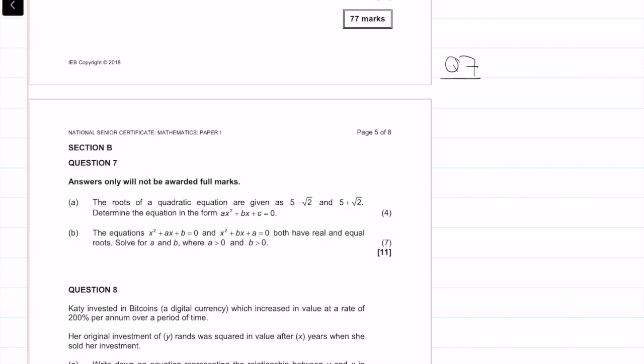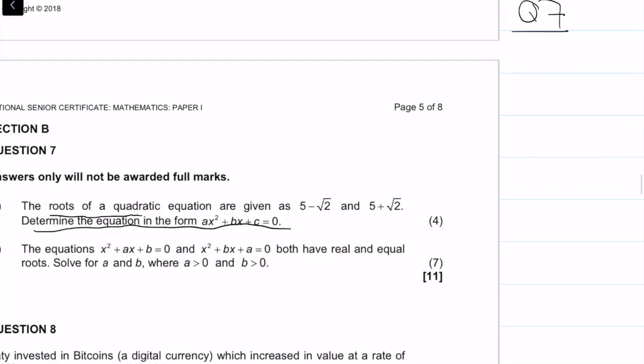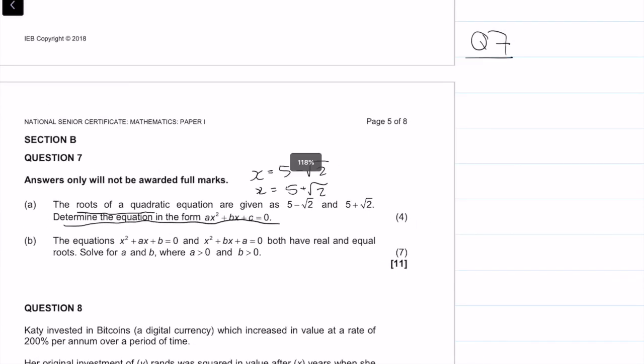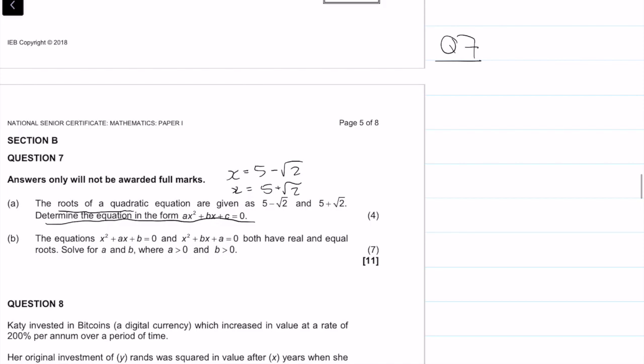So it says the roots of a quadratic equation are given as 5 minus square root of 2 and 5 plus square root of 2. Determine the equation in that form. When it tells you what the roots of something are, it's basically saying that x equals 5 minus square root of 2 and x equals 5 plus square root of 2. So that's where we're going to start.